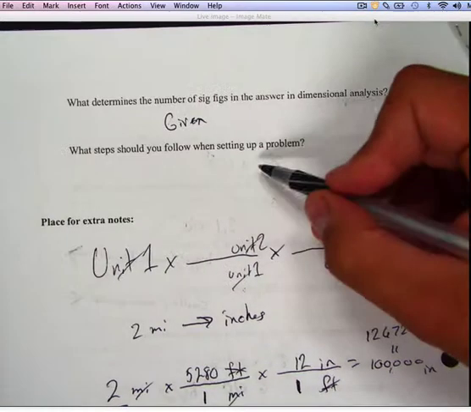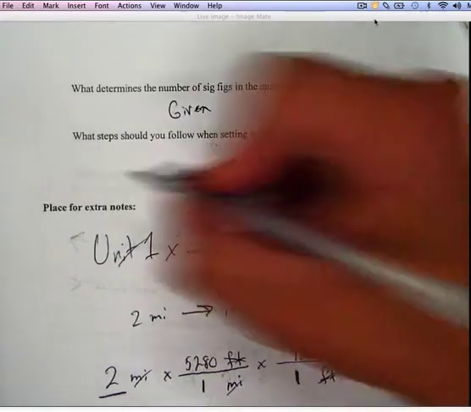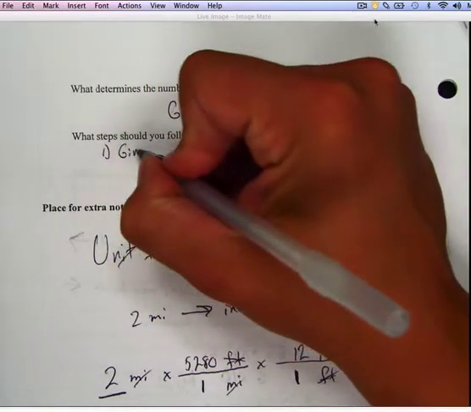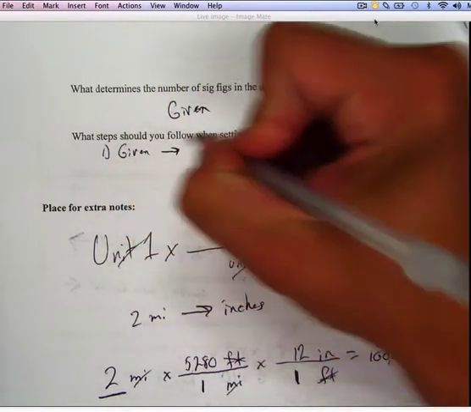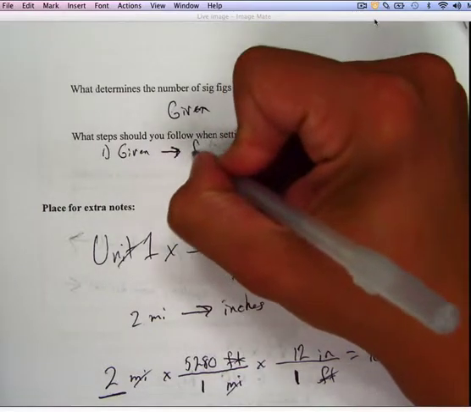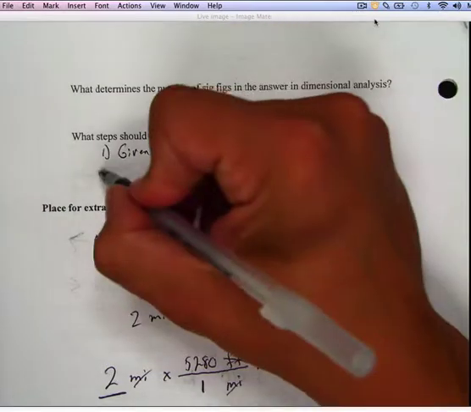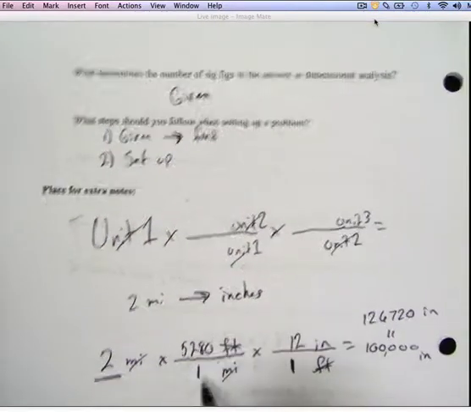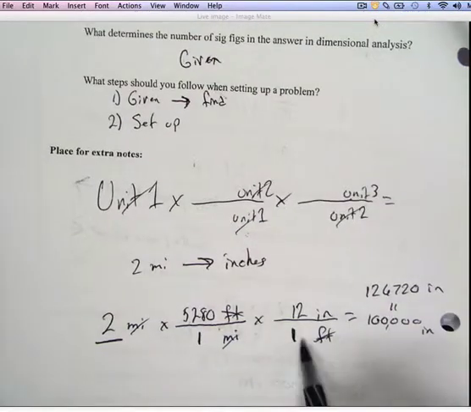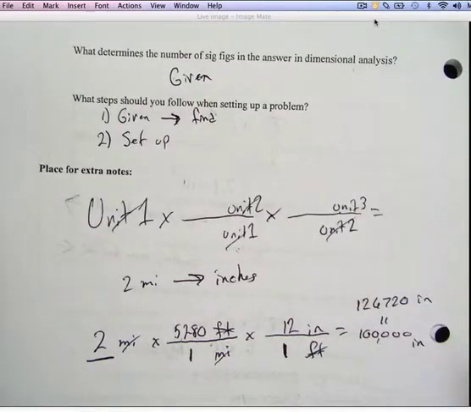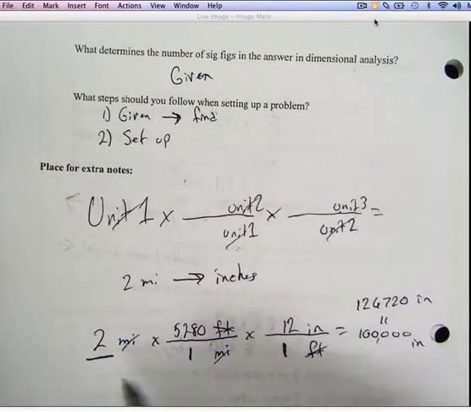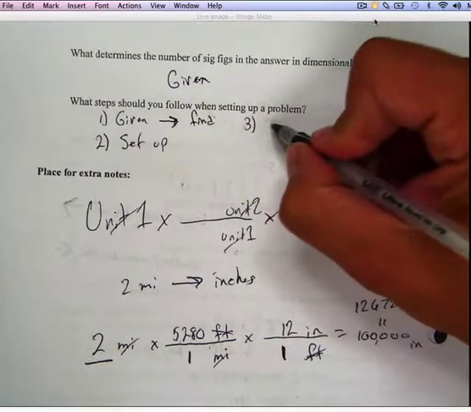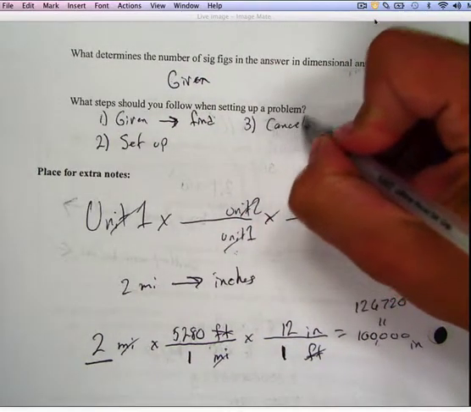So when I'm setting up a problem, what should I do? Well, the first thing I should do is determine my given and what I'm trying to find. Second thing, setup. Set up the problem like we did down here. Set up my conversions. You shouldn't be picking up your calculator. Do all the conversions first. Get it all set up so all the units cancel out. Third step, cancel your units out.